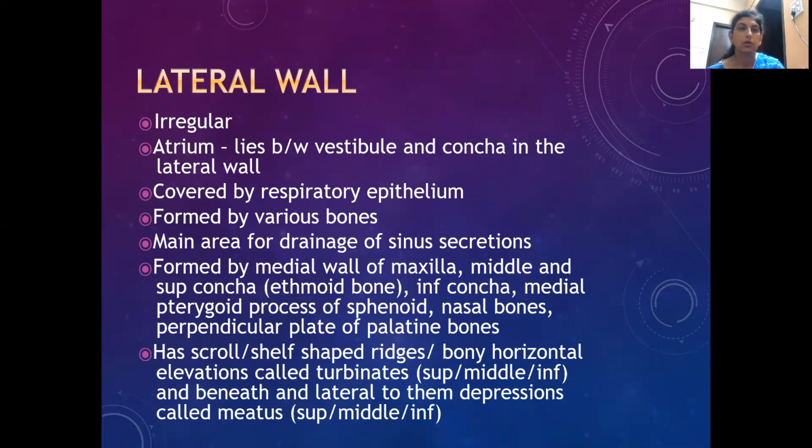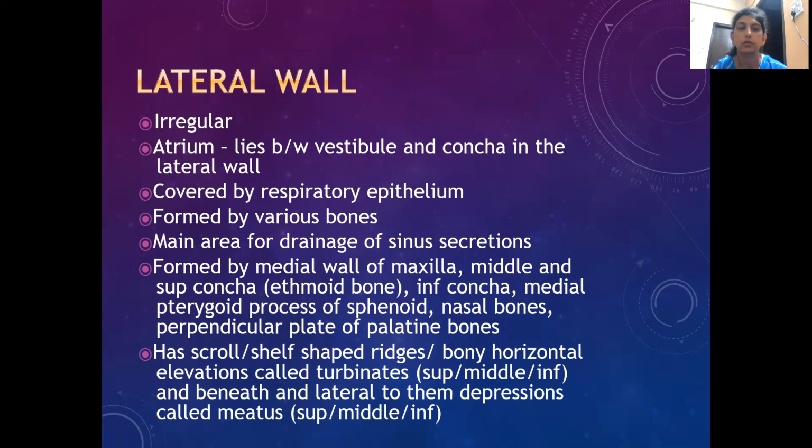The lateral wall is irregular and it is covered by the respiratory epithelium. It is formed by various bones, and this is basically the main area for drainage of the secretions from the sinuses. It is formed by the medial wall of maxilla, middle and superior concha, which are part of the ethmoid bone, inferior concha, medial pterygoid process of the sphenoid bone, nasal bones, and perpendicular plate of palatine bones.